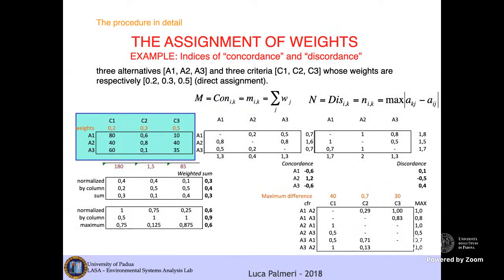In practice, with the same example, this is the evaluation matrix. From this evaluation matrix, we compute the concordance matrix according to the rules we expressed. Then we calculate a discordance matrix. When we make a summation along the rows, we obtain the index of concordance, that is 0.7, 1.6, and 0.7, and the index of discordance 1.8, 1.5, and 1.7.